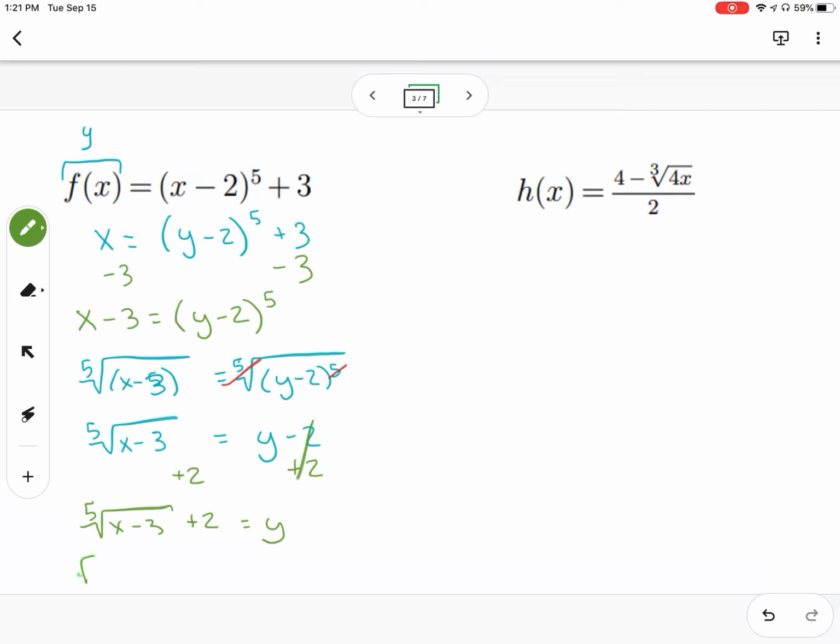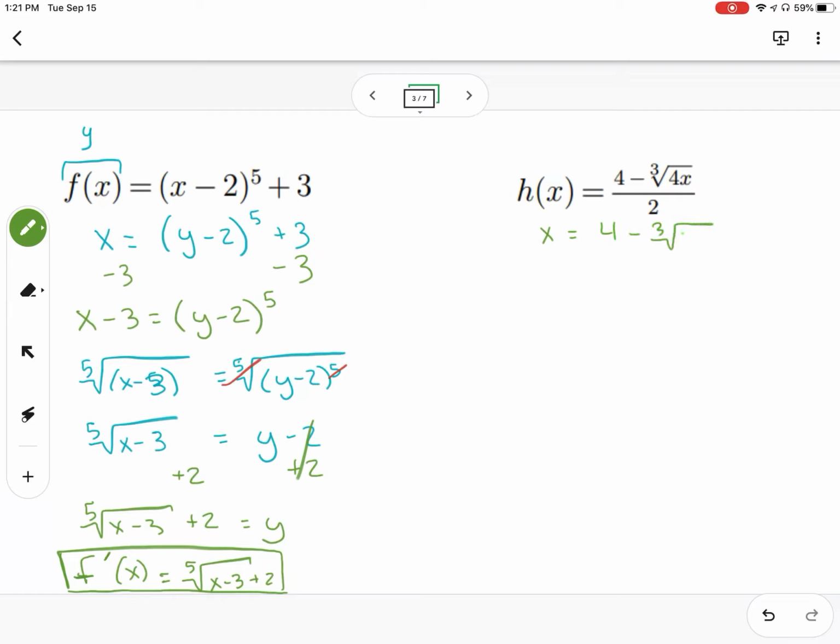Now that the y is by itself, for our final answer we'll always write f with a little apostrophe on it. That means prime, f prime of x. This means it is the inverse. That little apostrophe is just telling you that it's an inverse. And that's the final answer. So switch the x and the y, then solve for y.